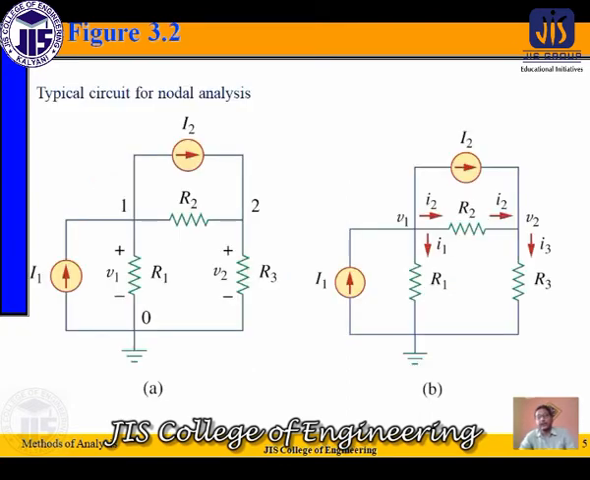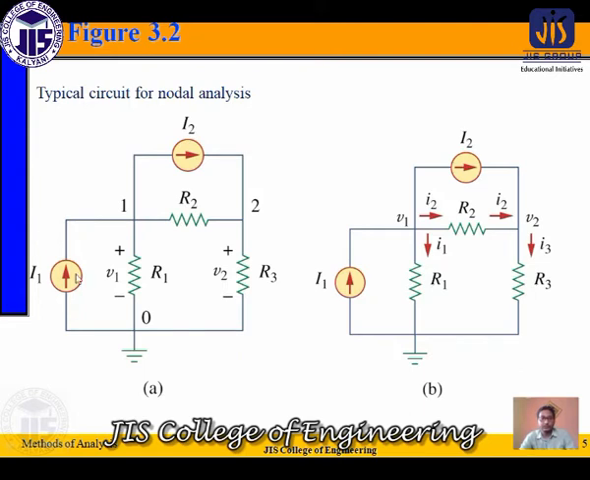Now here is an example. We have taken a circuit consisting of 3 resistances and 2 different current sources, and we can identify a current source by the arrow symbol.